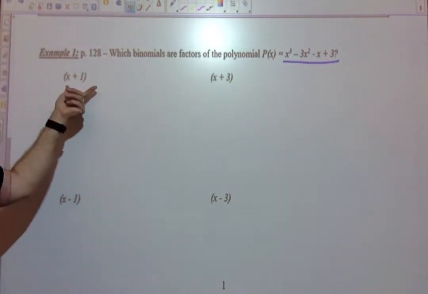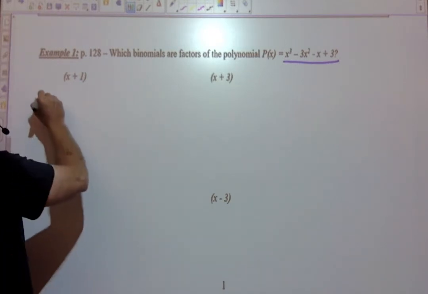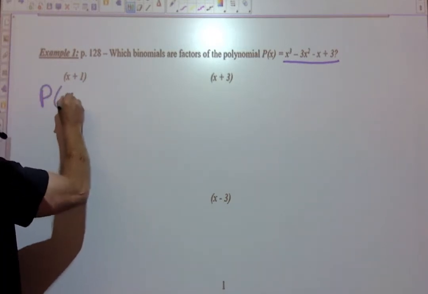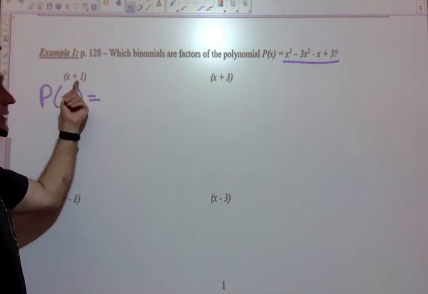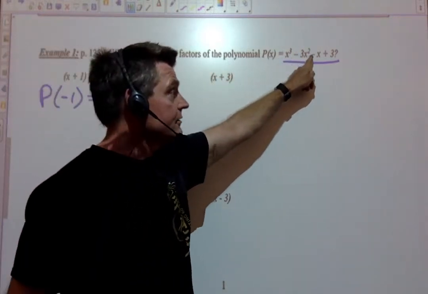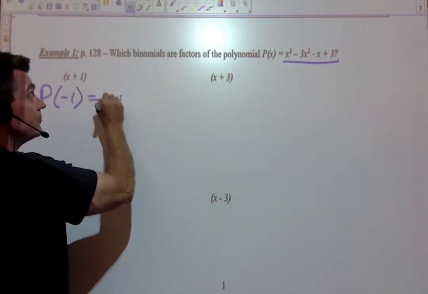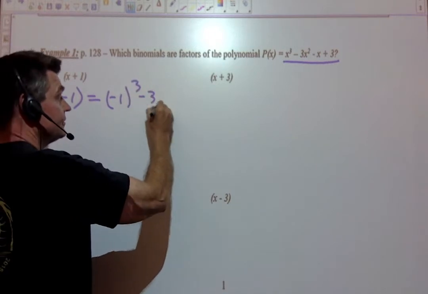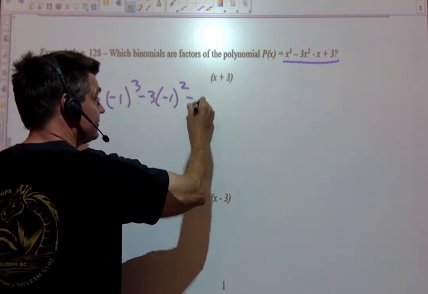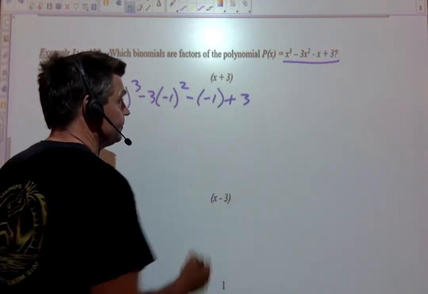So is x plus 1 a factor? I don't know. Let's figure out the remainder, because the remainder is p of negative 1. Remember, I'm going to plug in the opposite. So take negative 1 and plug it into this polynomial. So this is negative 1 cubed minus 3 times negative 1 squared minus negative 1 plus 3.